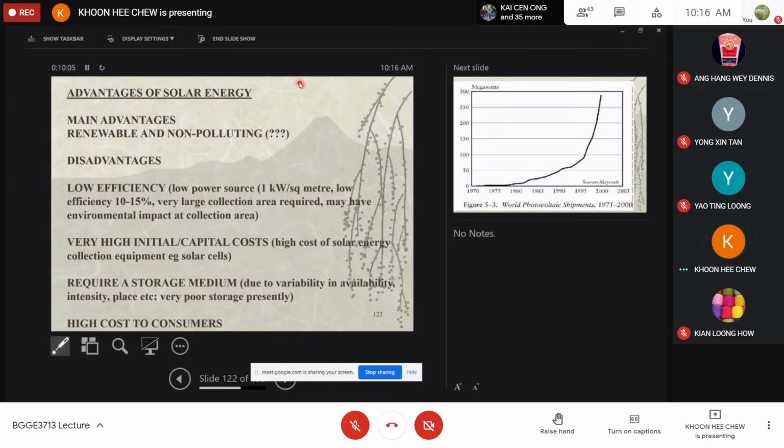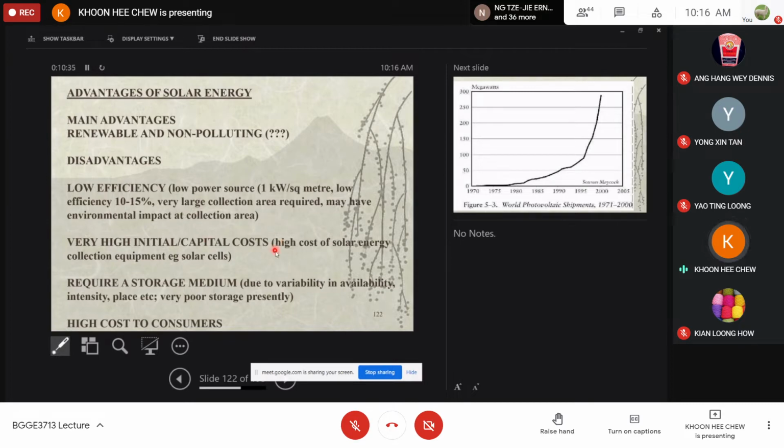And what are the disadvantages of solar energy? The main one is low efficiency. It is a low power source, 1 kilowatt per square meter, with low efficiency around 10 to 15%, and a very large collection area is required. It may have environmental impact on the collection area. As I mentioned just now, you are causing land pollution. And there is a very high initial cost or capital cost. Now the price has dropped, but it's still expensive.